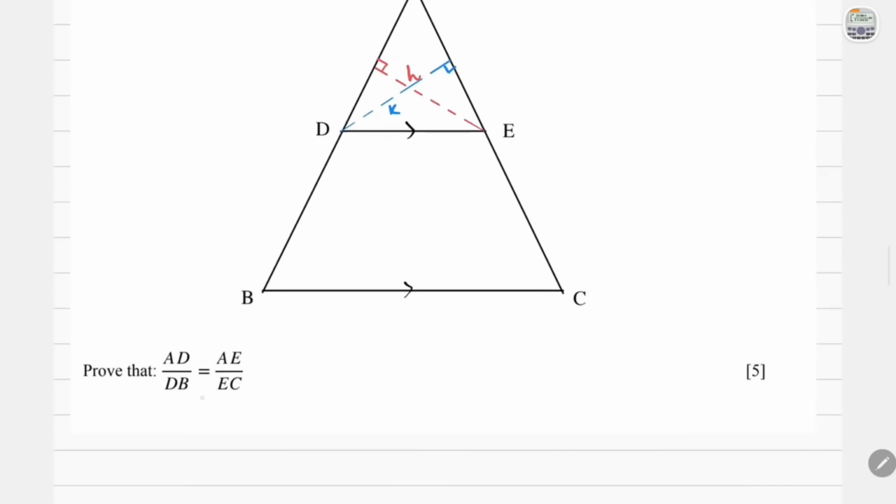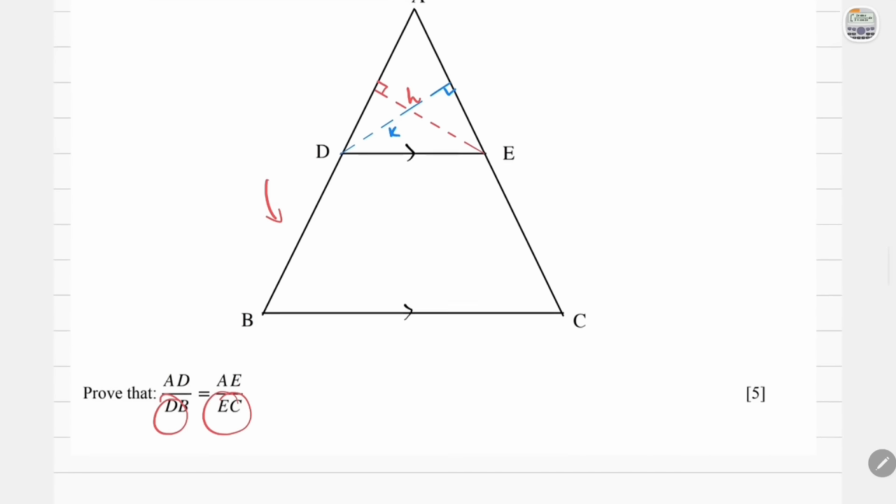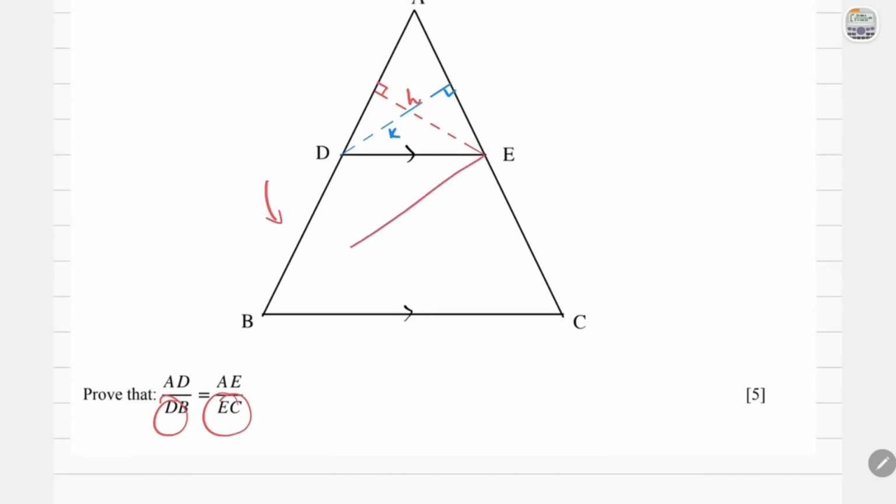And now, to use DB and EC so that they can also be included in this calculation, we're also going to use them independently as bases. Okay, so if this is the base of a triangle, you can see that we don't have a triangle here. So what we're going to do is form one. And we can form a triangle here using DB as the base. And we'll do that by joining E and B. So now we have this triangle BDE.